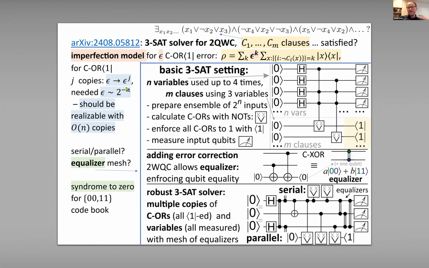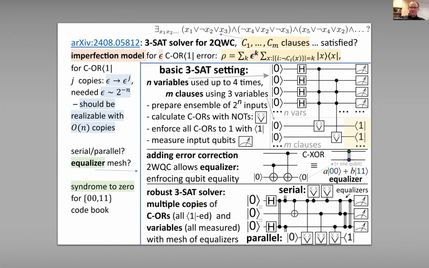The question is, could we do it with error correction? That's a difficult question. However, for example, working with many copies, in theory, we should be able to arbitrarily reduce this epsilon. So there is a hope. Also, two-way quantum computers allow for better error correction.